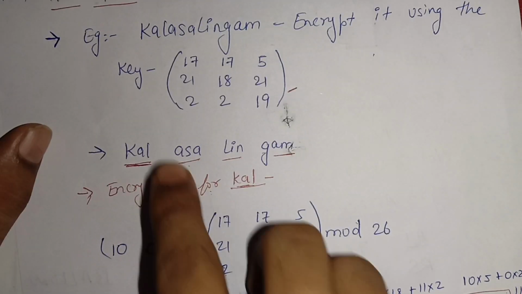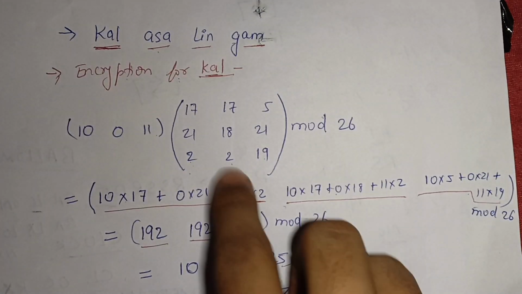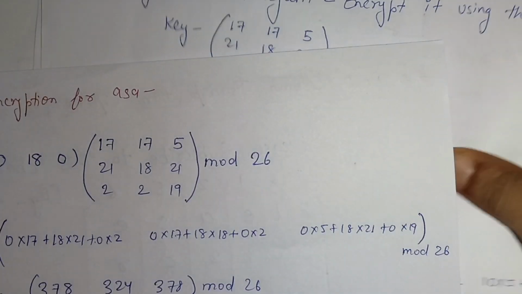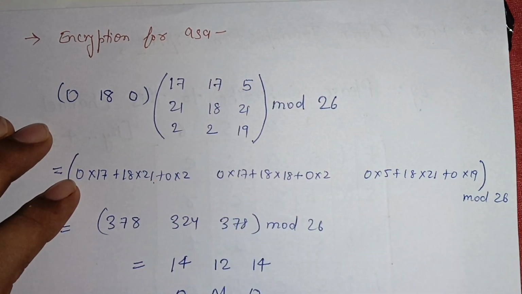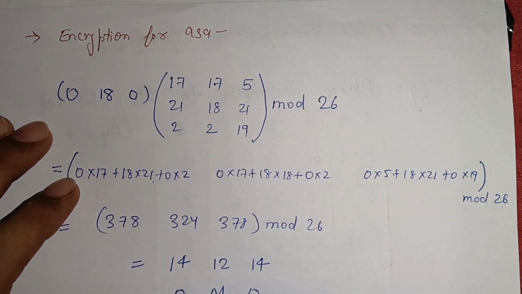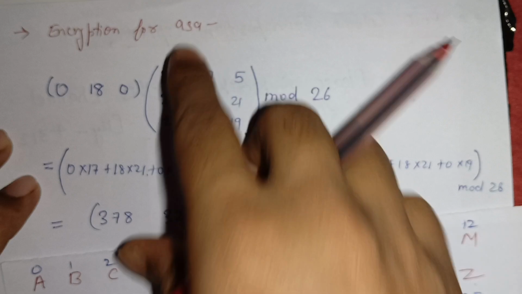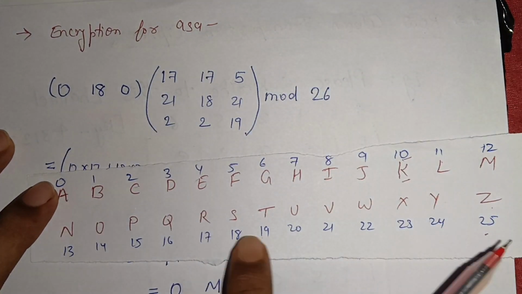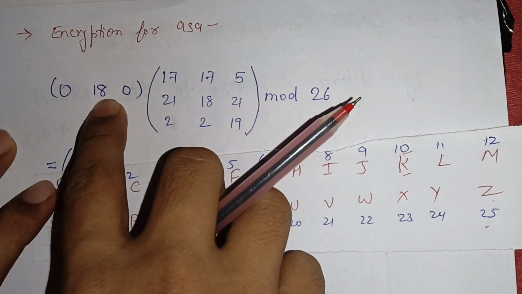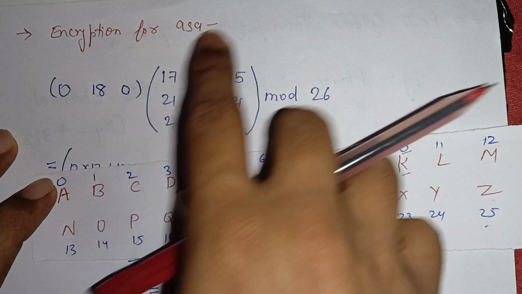Now again we need to do this for ASA. So this KAL we have solved now. Likewise we need to do the encryption for ASA. For this, we need to check what is the value for A, then S, then A. The value for A is 0, so we have written 0. The value for S is 18, so we have written 18, and then again the value for A is 0, so we have written 0. So 0, 18, 0 for ASA.